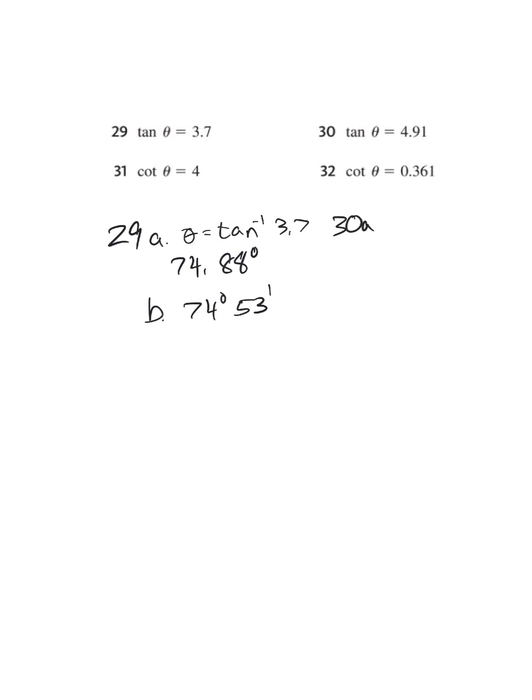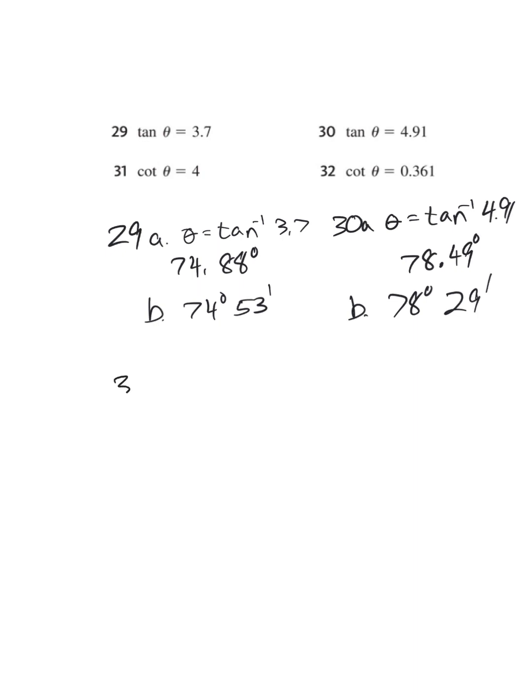30 is the arc tangent of 4.91. So take the arc tangent of 4.91. That's inverse tangent, by the way. That's 78.49 degrees. So 78 degrees and 0.49 times 60 is 29 minutes.